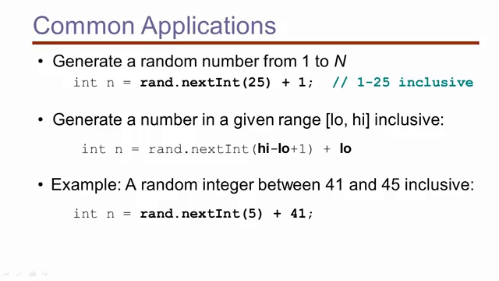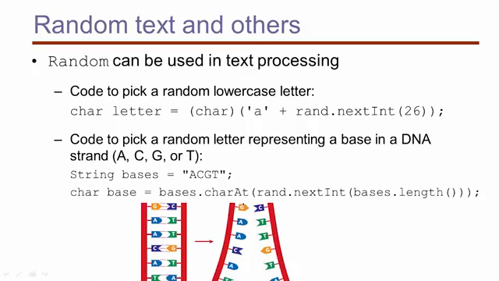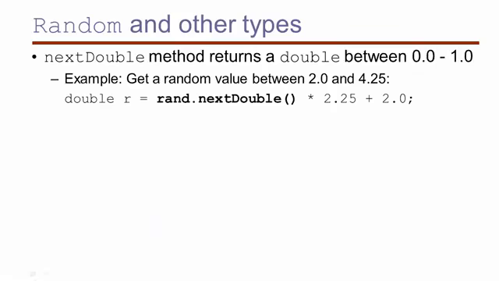You can also use random numbers in text processing. For example, we can generate a random lowercase letter, or we can pick a random letter from a string, such as picking a random DNA nucleobase from a string containing all possible bases. The nextDouble method returns a floating point value in the range 0 up to, but not including 1. You can create a random floating point value in any range of numbers by multiplying the result of nextDouble by the size of the range, and then shifting that result by the lower bound of the range.